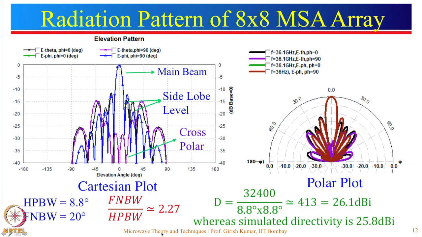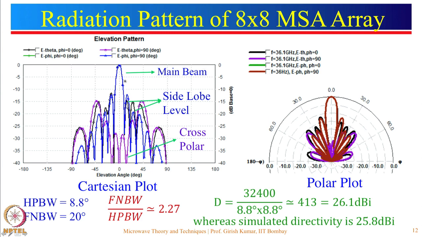Here I have shown the radiation pattern of the 8x8 MSA array. This is the Cartesian plot, this is the polar plot. You can see here there is a main beam in this direction, and these are the side lobe levels. Let's see the Cartesian plot. In the Cartesian plot, we basically show the angle along the x-axis, and this one here is the normalized value of the gain. You can see that here everything is normalized to 0 dB, okay.